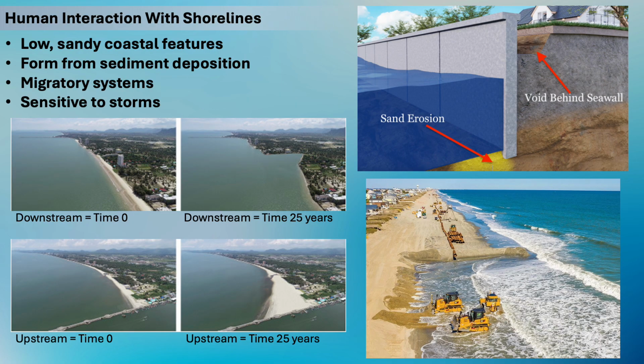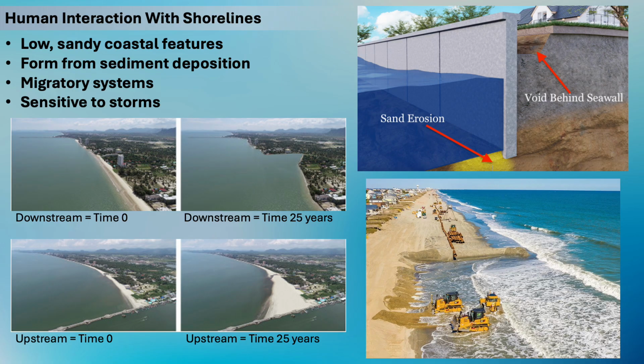Human structures often interfere with natural shoreline processes. A jetty built to stabilize an inlet interrupts longshore transport. Sand accumulates on the updrift side, while beaches downdrift may erode due to sediment starvation.